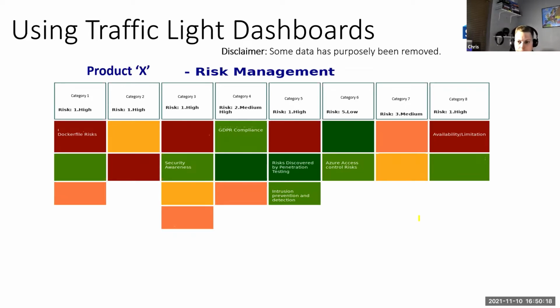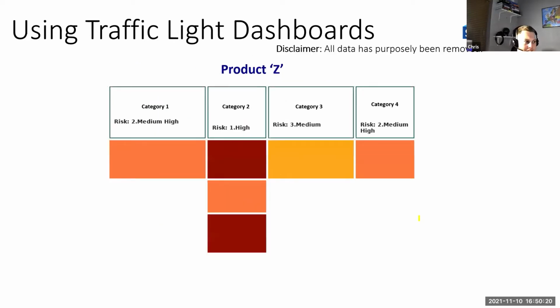And another example of that is product Z. So again, the same sort of concept. I've normalized all the data on this one because I didn't want to show anything, but you get the idea. So you can start seeing the traffic lights in terms of the risk score for that product. And this traffic light data is literally high, medium, lows, right? So this is literally the data that we capture in Jira as one of the attributes of the tickets.